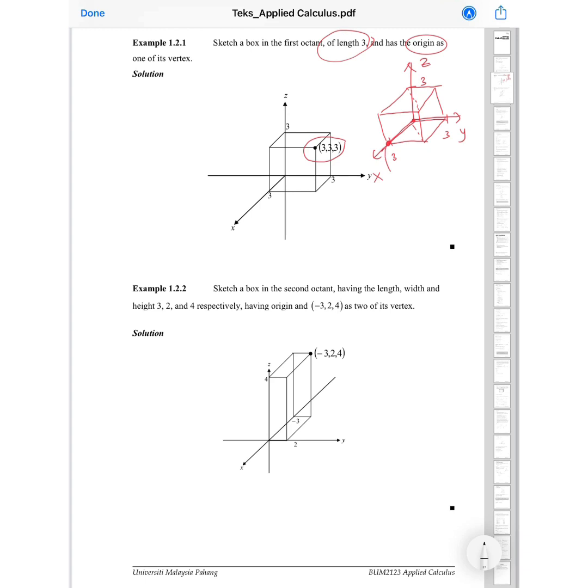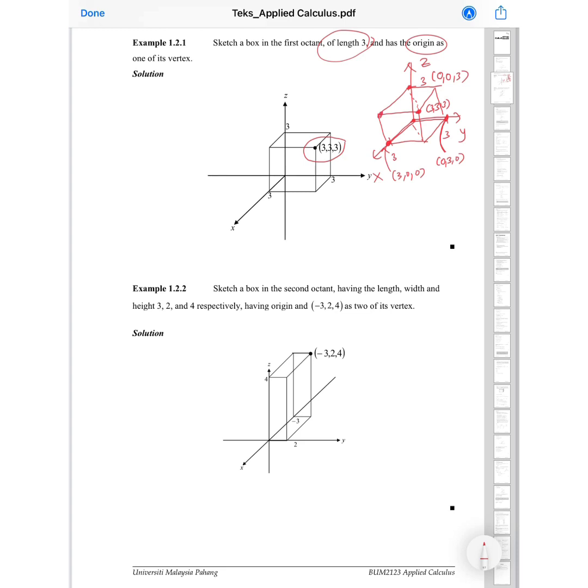This point is 3, 0, 0. This point is 0, 3, 0, where only the y-axis has a value. This point on the z-axis has a value, so it becomes 0, 0, 3. This one has already been given, 3, 3, 3.